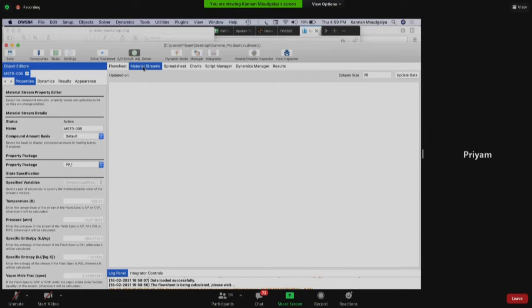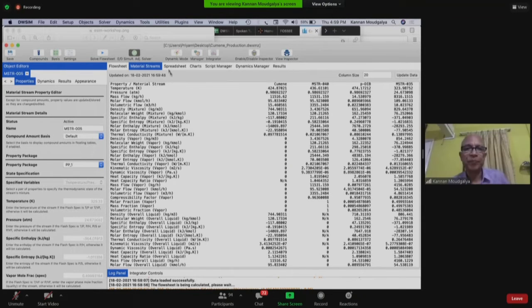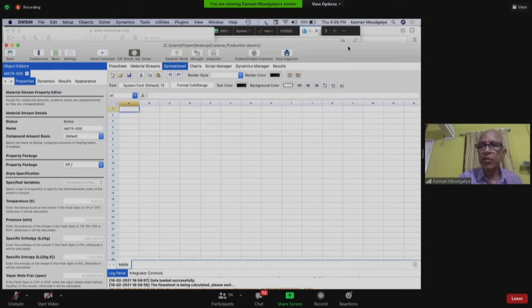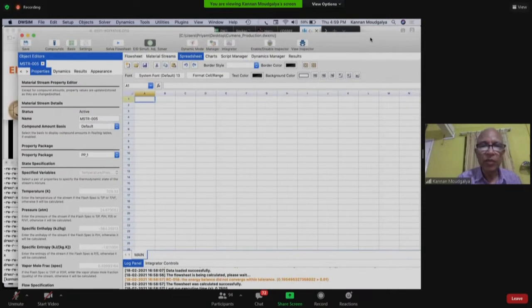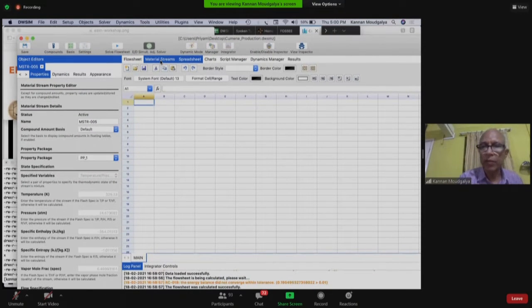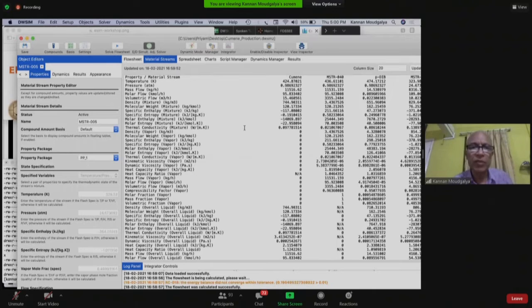Click on that, update data on your right. Yeah, so it has come. It behaves differently in different systems. So in the spreadsheet also, there might be something similar. Maybe it is not here, but here it is available. All the material streams are available.